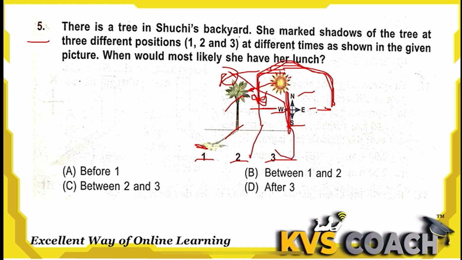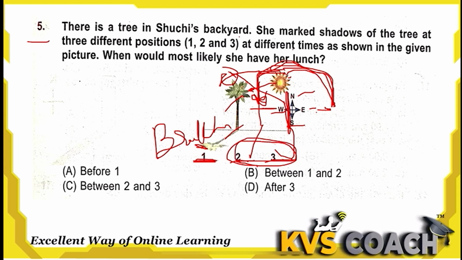It means this is the breakfast time when the sun is rising. Here between 2 and 3 is the sun and the shadow. This is lunch time, between the 2 and 3 shadow. Option C is the right answer.